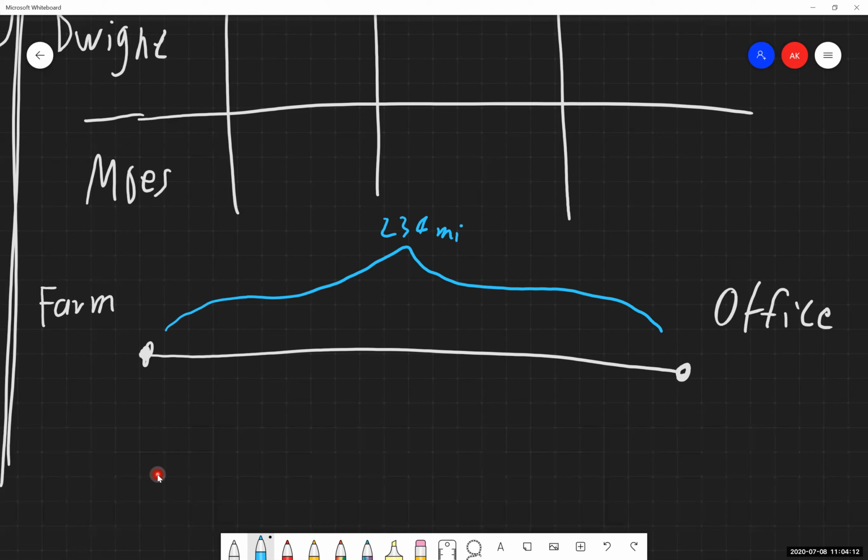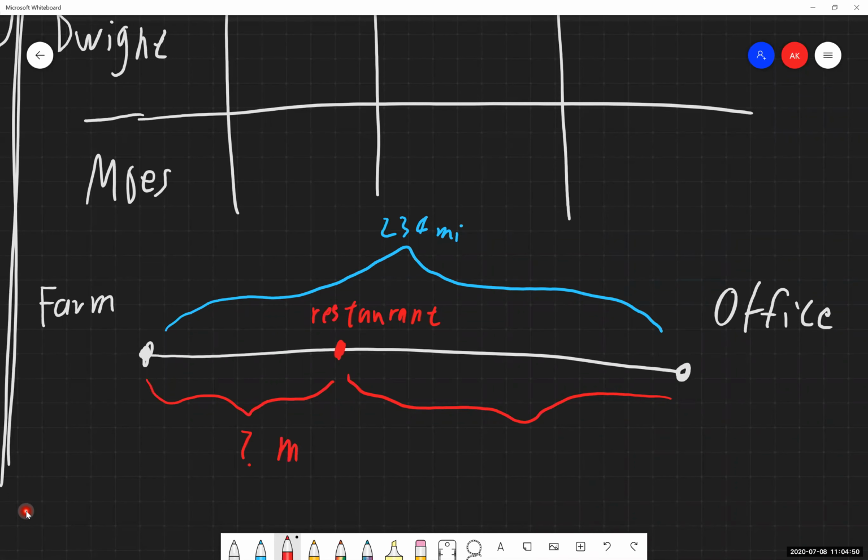However, in the context of the problem, we're told they meet at a restaurant between Scranton and the farm. So we don't necessarily know where it is, but we know it's somewhere along this distance in between them, maybe something like this. There's a distance that they're traveling from the farm to the restaurant, and a distance from the office to the restaurant. And we do not know what each of these distances are. Some amount of miles and some amount of miles.